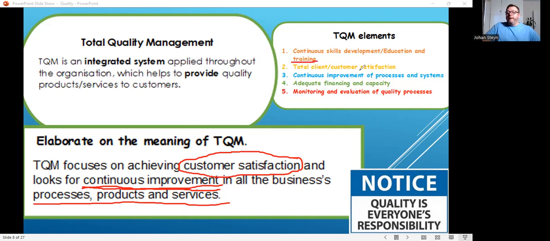I make sure my customers are satisfied. I improve what I do. I make sure that I have adequate financing, because remember, research and development is expensive, and I monitor and evaluate. So those 5 things are how you would do TQM. And it now sounds stupid when I say it like that, because I heard what I said.